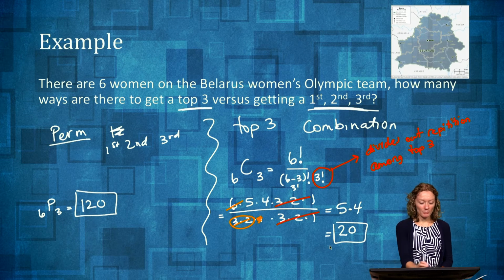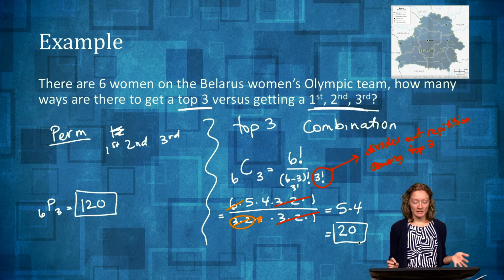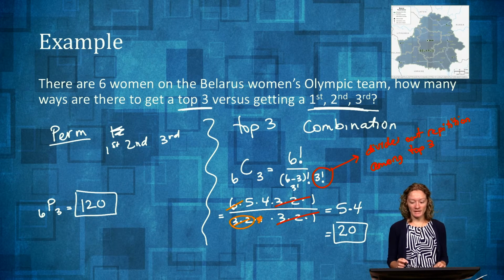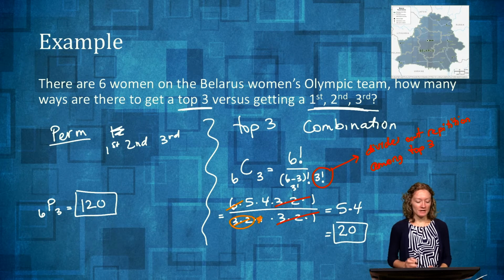It's not always as simple. You're wondering, could I just subtract 100? It doesn't work like that. It just varies problem to problem. The most important thing to note is if the order matters amongst your top whatever, or if it doesn't. If it matters, permutation. If it doesn't matter, combination.